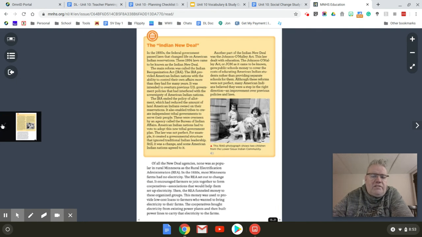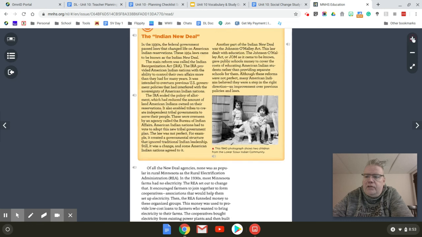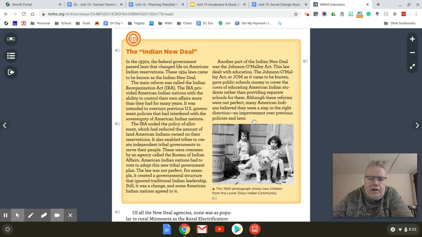Okay. One last section we have to read here, the Indian New Deal, and you're going to answer how it helped the Native Americans. In the 1930s, the federal government passed laws that changed life on American Indian reservations. In 1934, laws came to be known as the Indian New Deal. The main reform was called the Indian Reorganization Act. The IRA provided American Indian nations with the ability to control their own affairs more than they had for many years. It was intended to overturn previous U.S. government policies that interfered with sovereignty of American Indian nations.